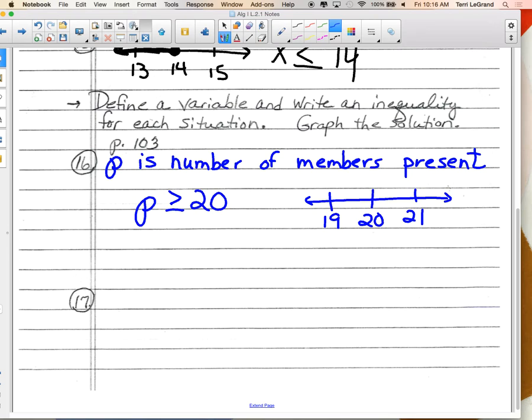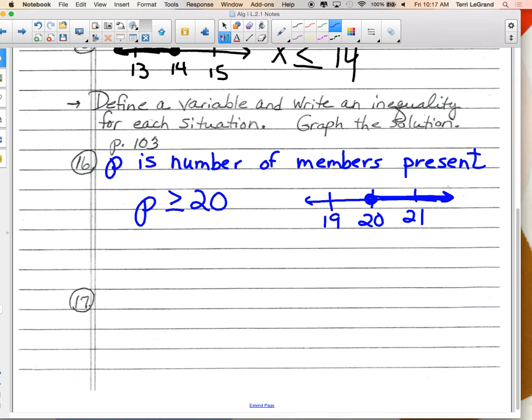At least 20, so that means there should be 20 or more. P is greater than or equal to 20, does that say at least? Does, okay. And then on the number line, the 20 would be shaded in because 20 members counts as enough to hold a meeting, and which way do we shade? To the right. Okay, now, there are some restrictions on here. And right away from the beginning, even if the book did not do this, we're going to learn how to do it.